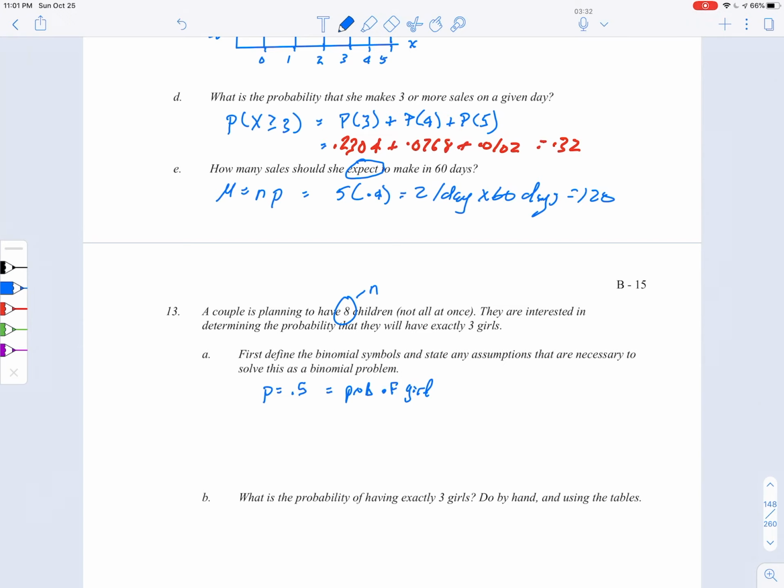Again, we could talk about, are we going to have a tornado tomorrow? And the probability of having a tornado would be really, really small, close to 0. And the probability of not having one would be very, very high, close to 1.